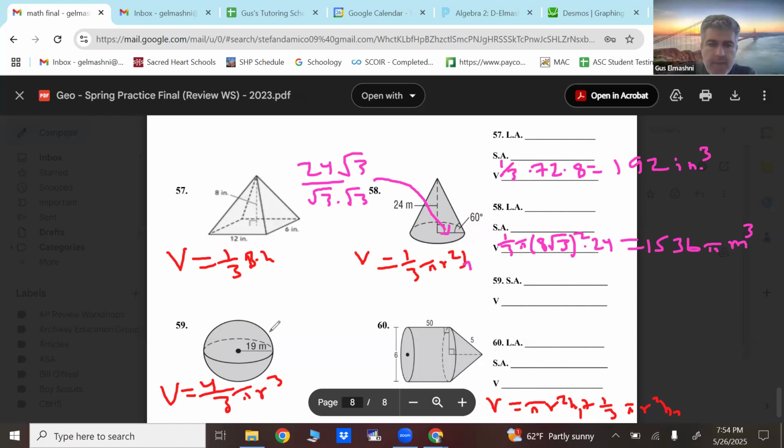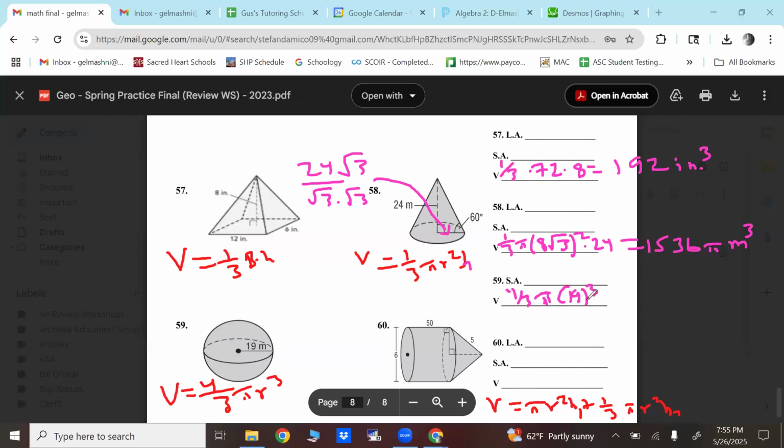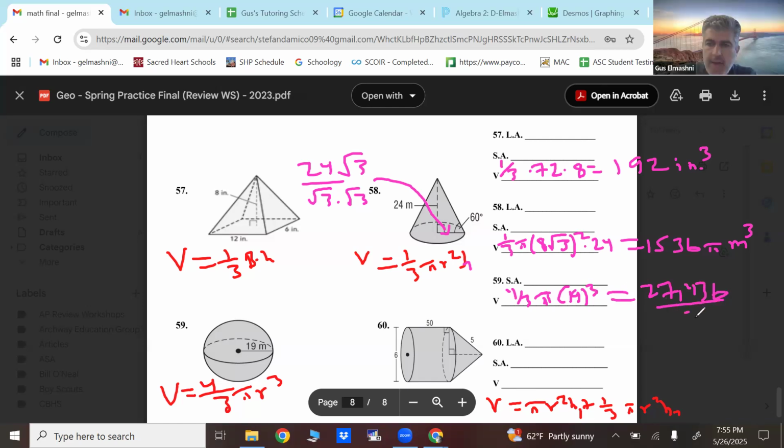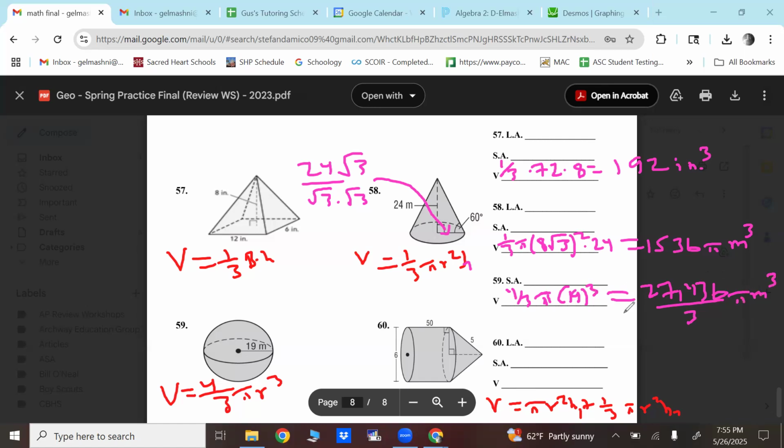For 59, that's going to be 4/3 pi times 19 cubed. Yeah, it's kind of a crazy number. It's 27,436 over 3 pi meters cubed again.